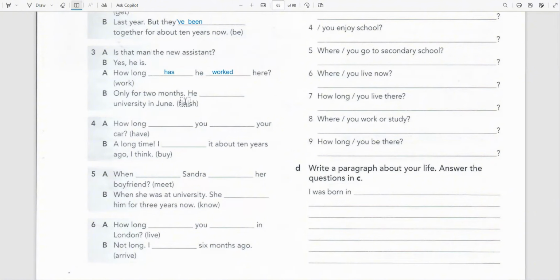Only for 2 months. He finished university in June. Look at that. In June. In June, that is the past time. So I must use past simple, guys, here. He finished. He finished university in June.